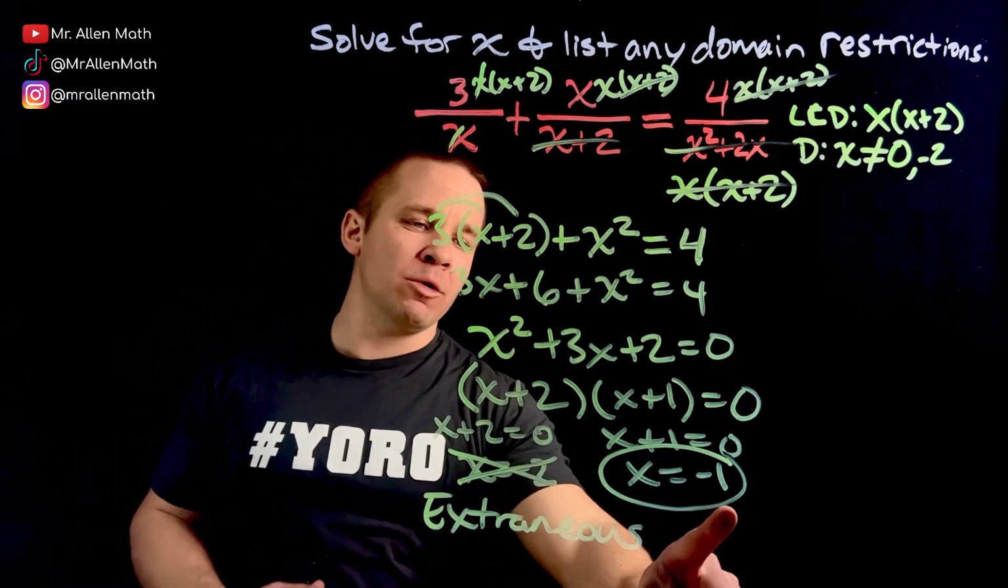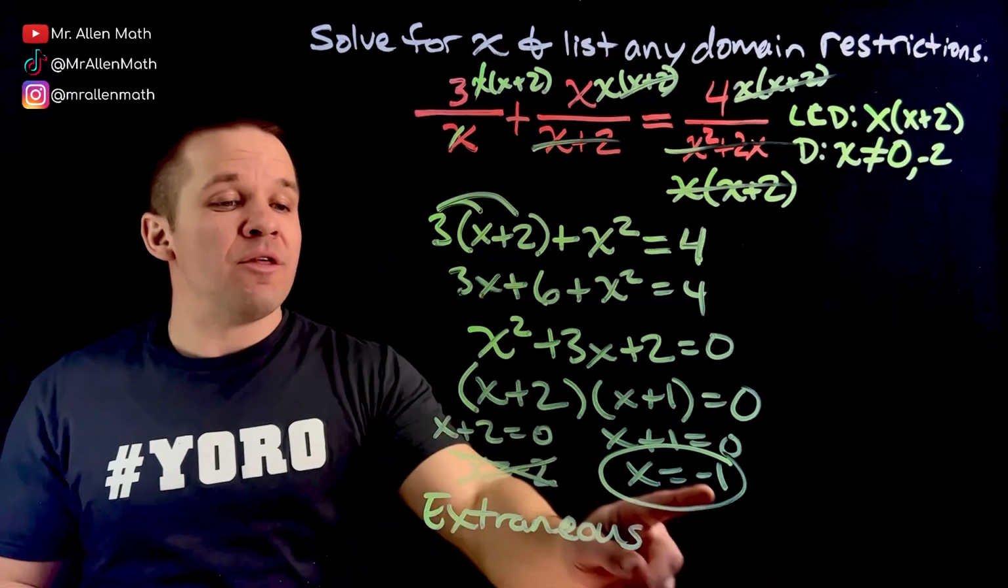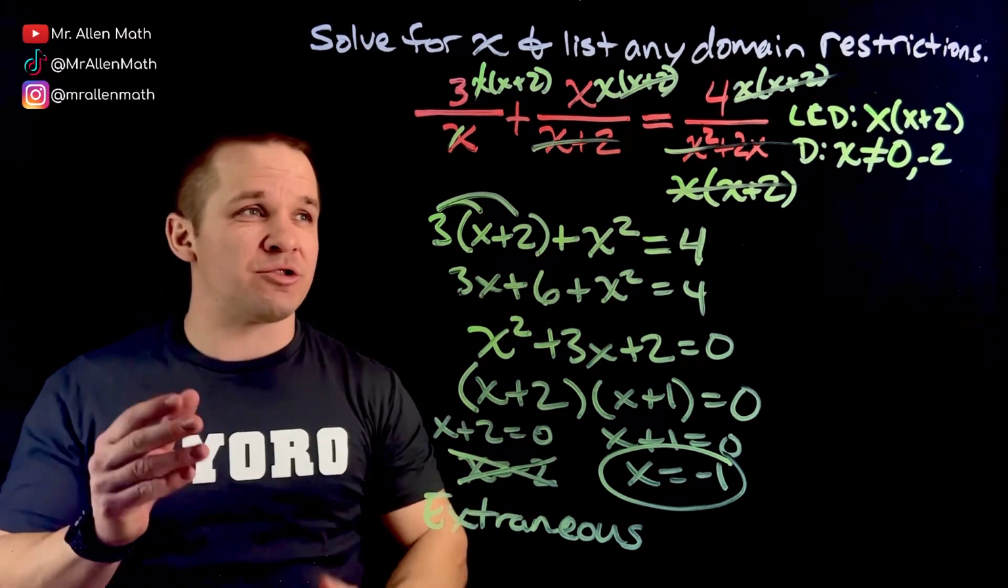So there we go. My only working solution is x equals -1. The other one's extraneous. That's awesome. We've said extraneous a bunch of times.